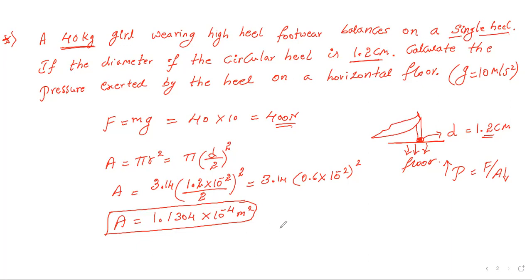Now I can find out the pressure very easily. The pressure P is equal to F by A. F is calculated here, 400 Newton whole divided by A value 1.1304 into 10 power minus 4. Solve for this. You can take this 10 power minus 4 to the numerator. It will become 10 power plus 4. And you just divide 400 by 1.1304. This 400, you can write it as 4 into 10 power 2.